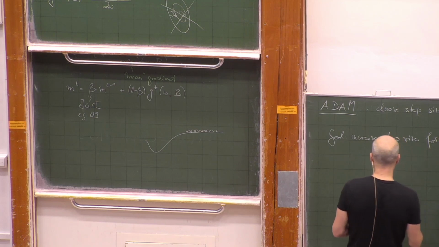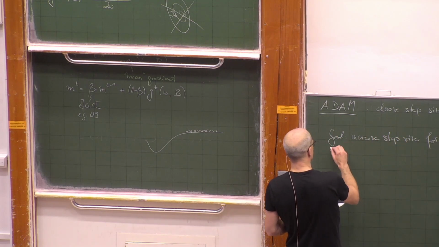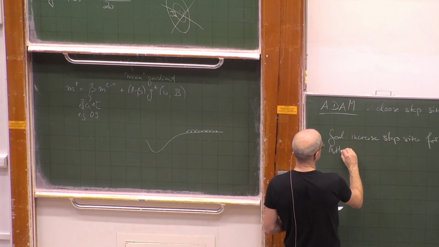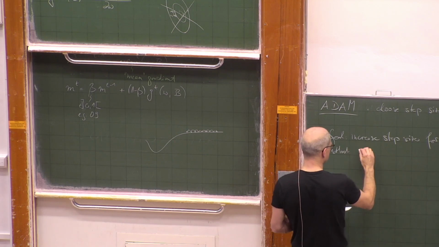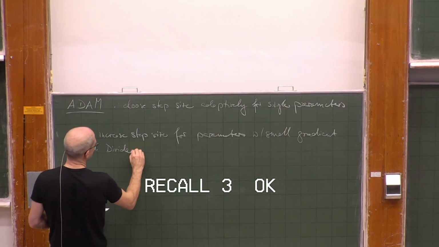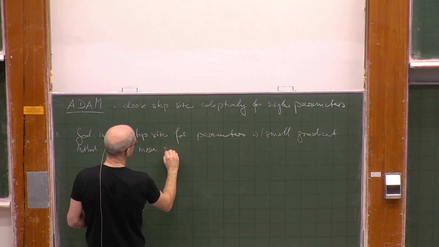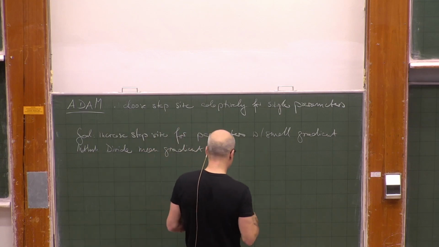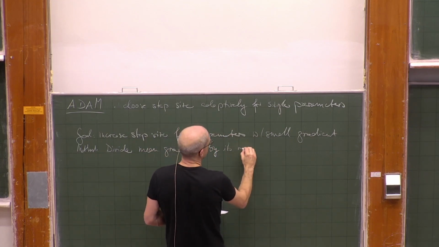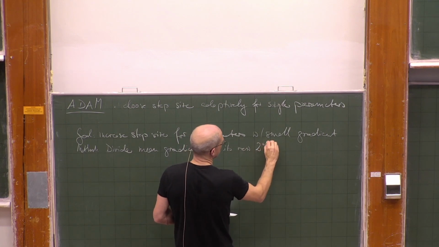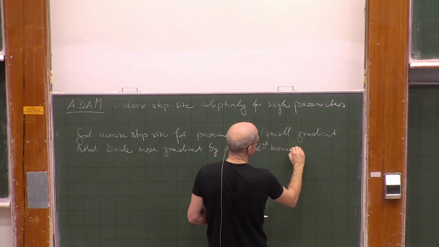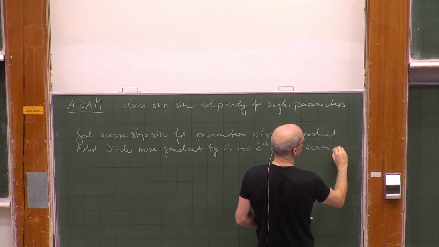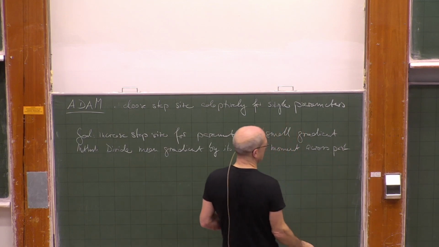And one way to do so, the approach here, the method, is to divide the mean gradient by what's called the raw second moment. And the second moment here is computed across the past few iterations.